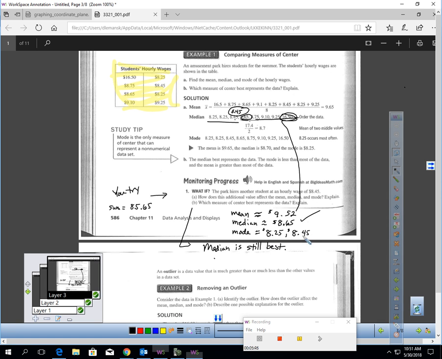The mode is 825 and 845. There's two sets of 825 and two sets of 845. Those aren't really a great measure of center either, because all the other salaries are bigger than that. So I'd say for part B, median is still the best measure of center for this data.